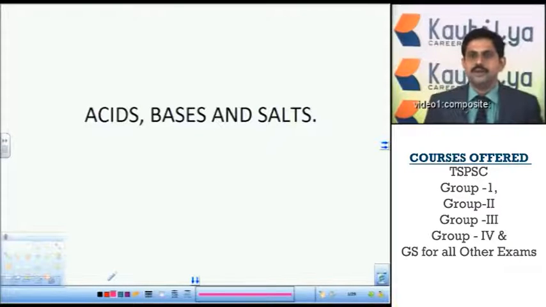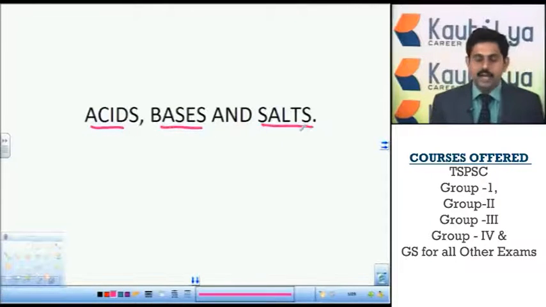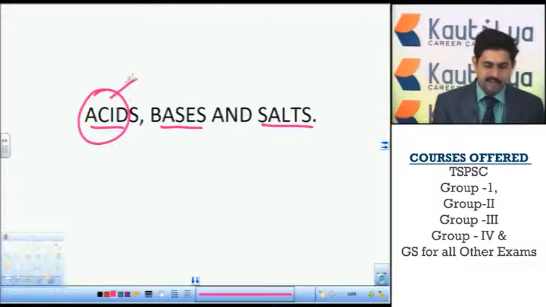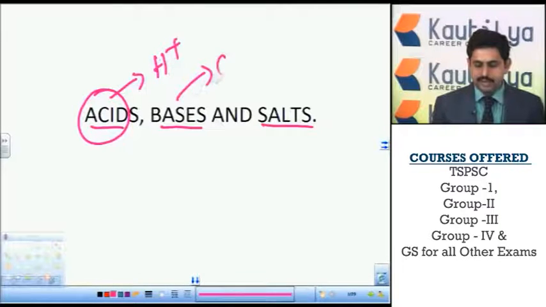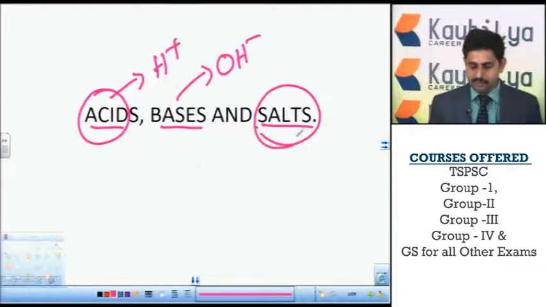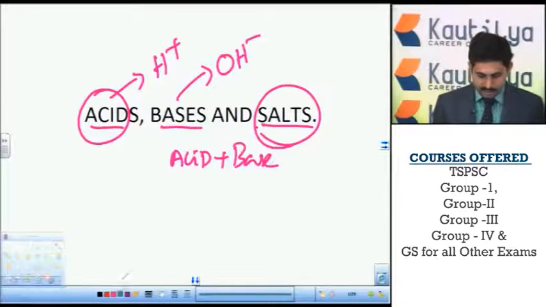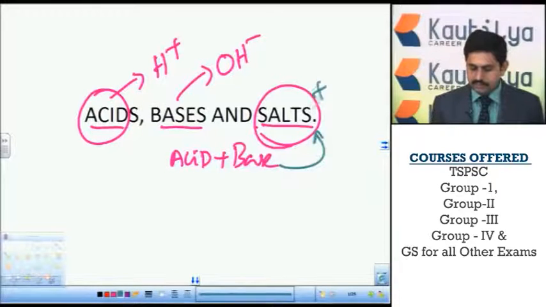So now we'll discuss a new topic called acids, bases and salts. What is an acid? What is a base? What is a salt? An acid is one which donates H plus ions. A base is one which donates OH minus ions. This is the general theory: an acid donates H plus ions, a base donates OH minus ions, and a salt is formed by the combination of acid and base. Acid and base give rise to salt plus water.